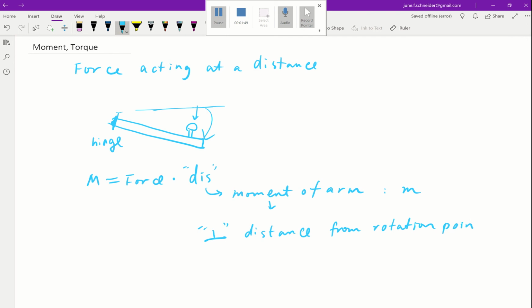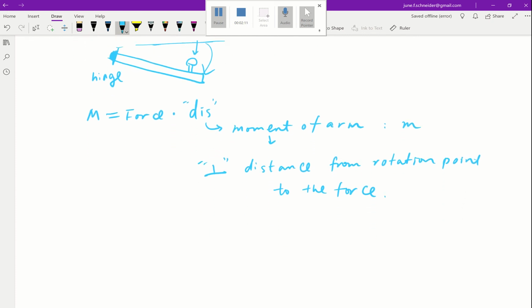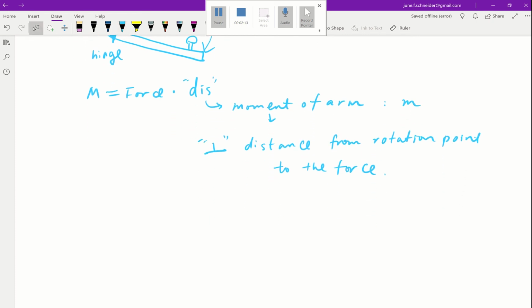It has to be the perpendicular distance from the rotational point. For example, for the door, the rotational point will be the hinge, right? The point this object is rotating about. From the rotational point to the force, that's going to be the distance. It's also called the moment arm. It's the perpendicular distance from the rotational point to the force. Now let's look at some examples here.